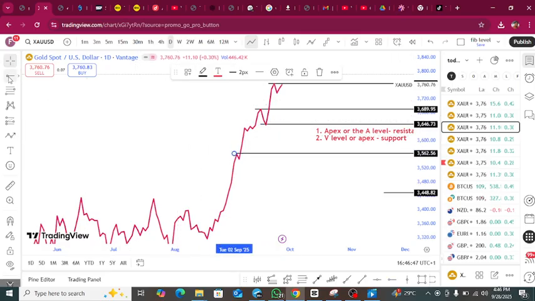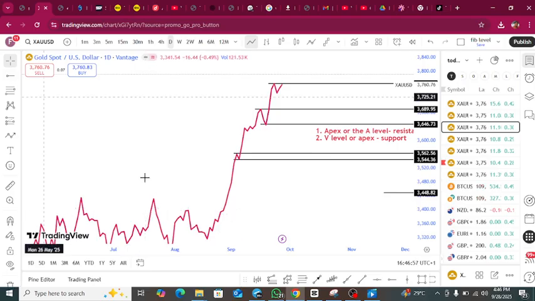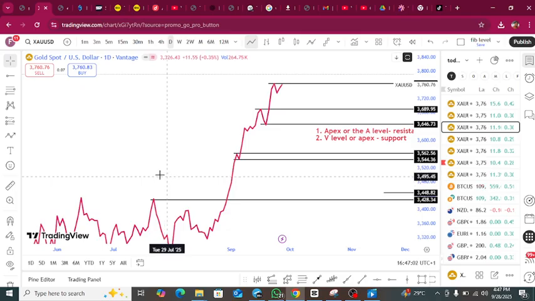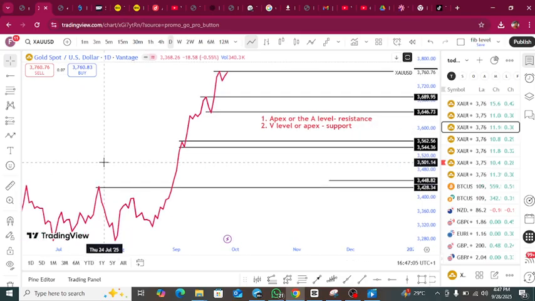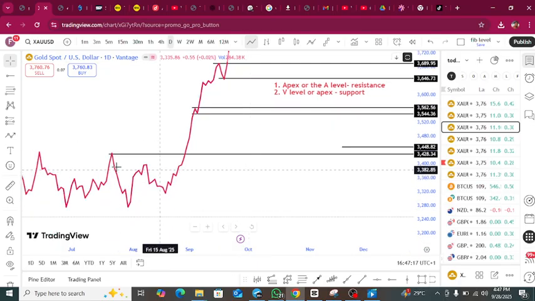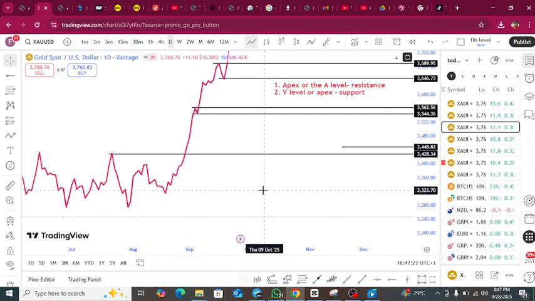Now, these are the closing price of the previous days. That's what they are. The closing price of the previous days are the key level, especially when trading gold respects the closing price of the previous days. Okay, so this is the apex, this is an apex. You hear a lot of traders mention the word apex, but you should be able to identify the A level is the resistance while the V level is the support.